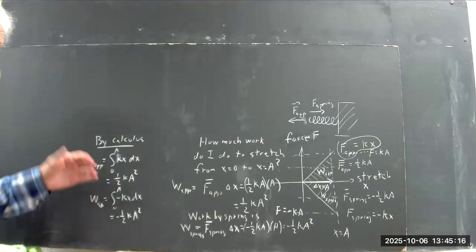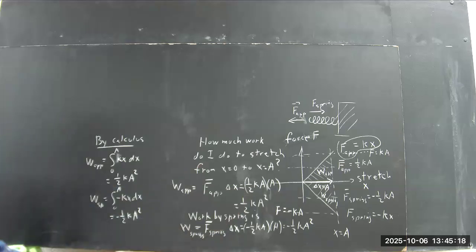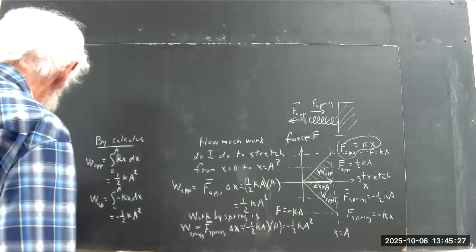If we wanted to integrate from 0 to X, we'd have 1/2 Kx squared, right? So it's something you really don't want to get mixed up.